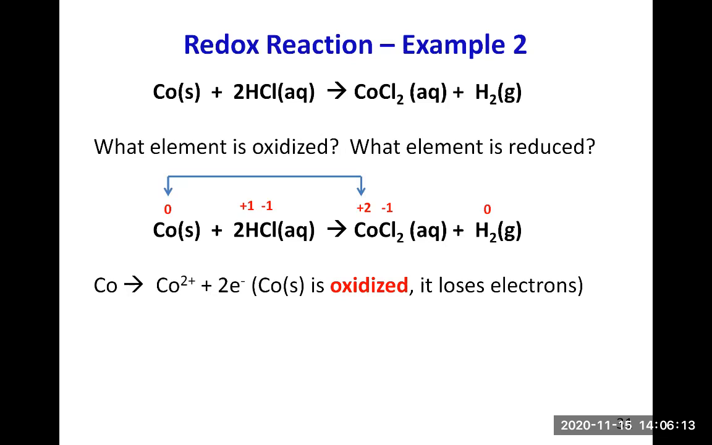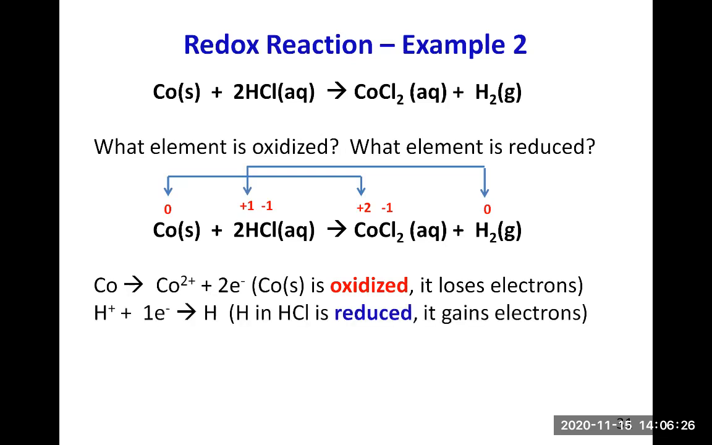And so we've seen that the chloride stays as -1, from left to right. And so the other element that changes is the hydrogen. It goes from a state of +1 to a state of 0. So H+, when it's in solution, HCl gives H+ ions. If you give it an electron, it becomes H in its natural state, so with a 0 charge. So H in HCl is reduced because it gains an electron to become the H2 gas.